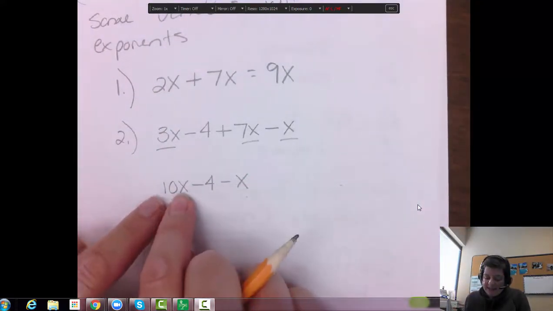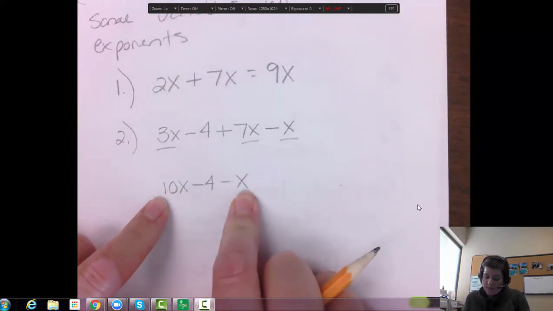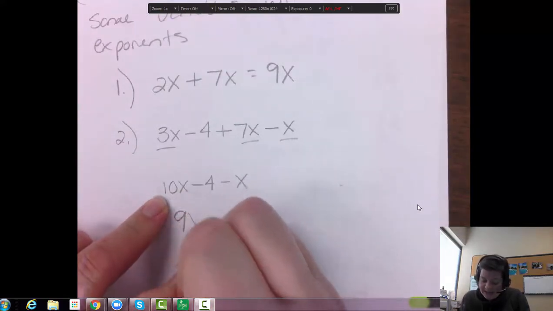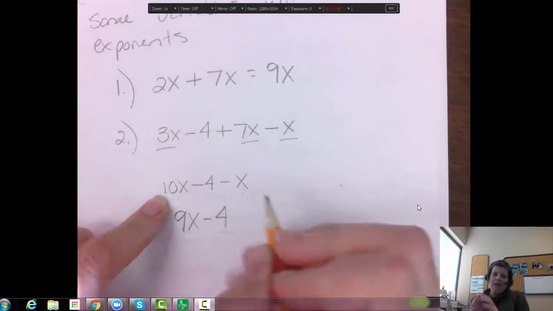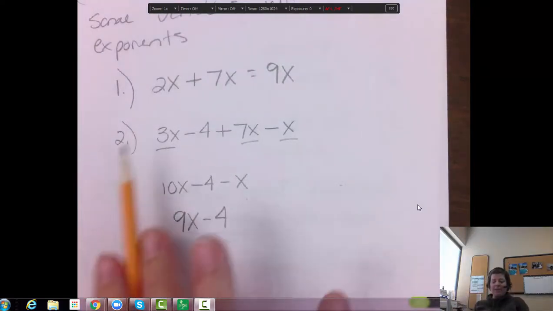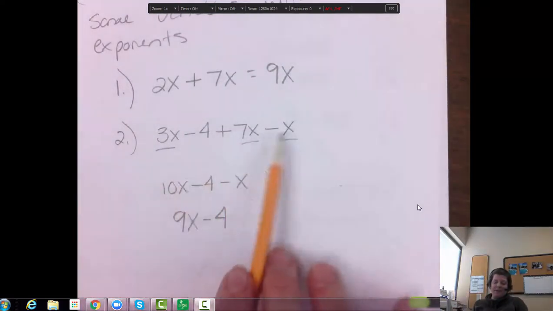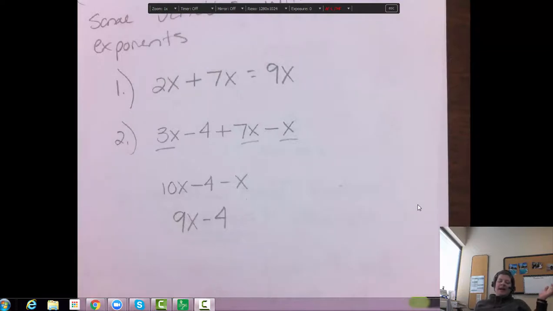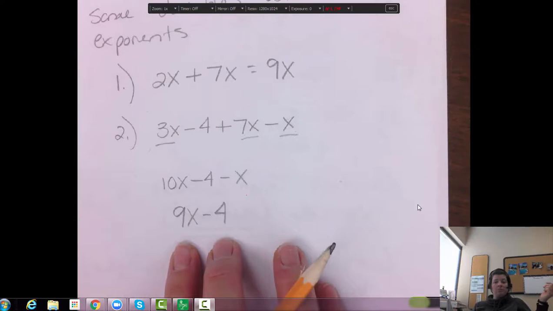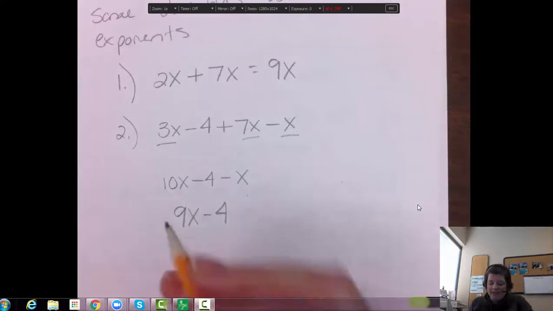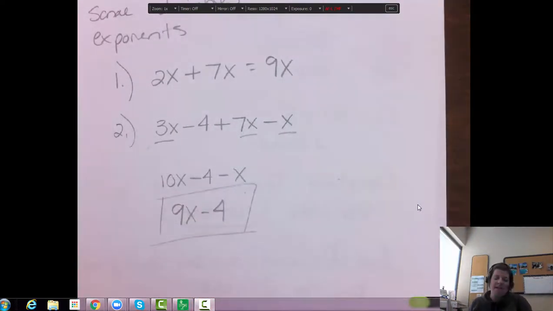So what's 10x minus 1x? Well, that's going to give me 9x minus 4. Now, I have combined the 3 like terms. 3 plus 7 minus 1 is 9. So can I combine these two at all? No, I'm done. This is my answer, and that's what you would type into Math Excel.